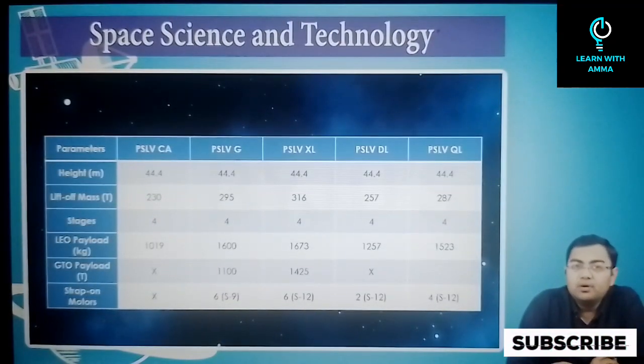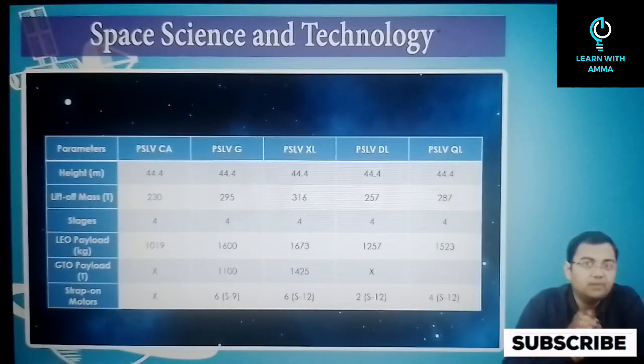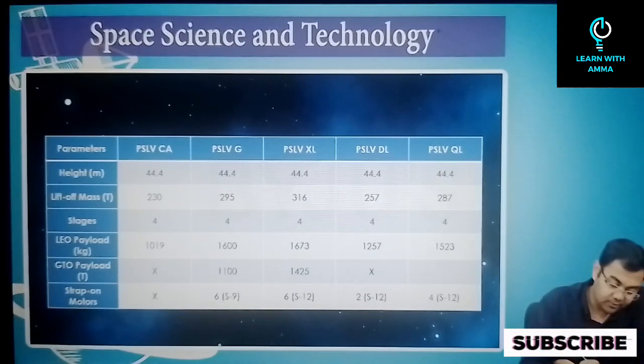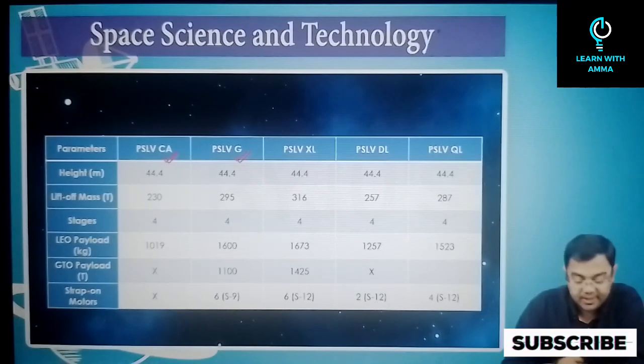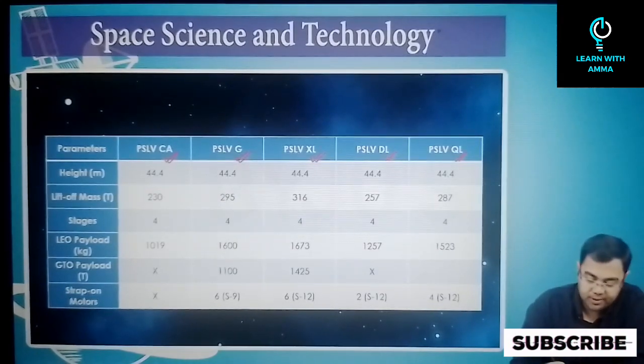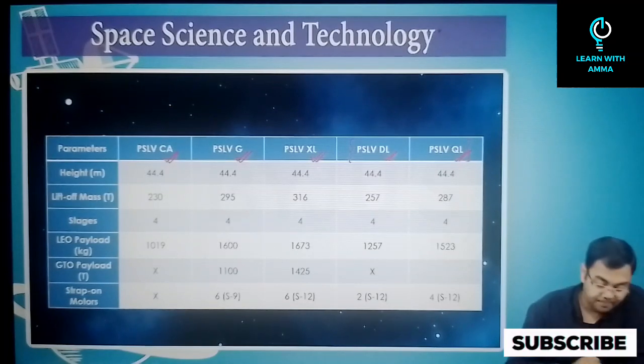Now let's have a look at all the comparison points between all the different variants of PSLV that we have. You have the CA or the core alone variant, you have the generic or the standard variant, you have the XL variant, which is the largest and the heaviest of them all, and then you have DL and you have QL, which are the newer variants that have been introduced since 2019.